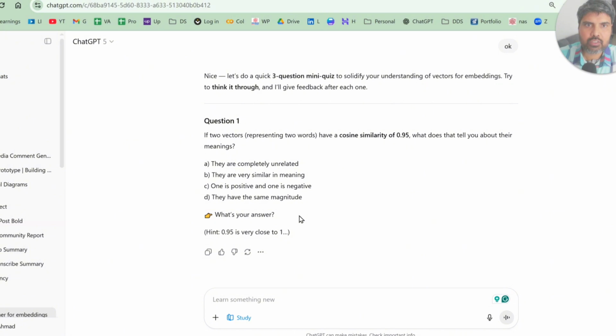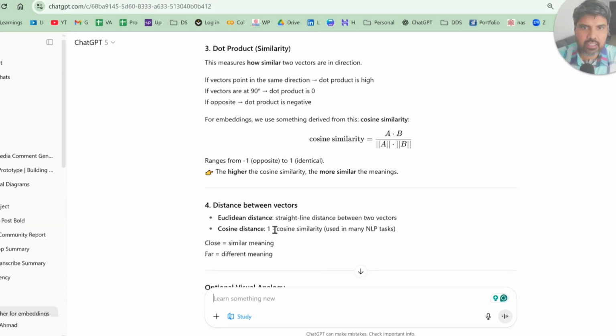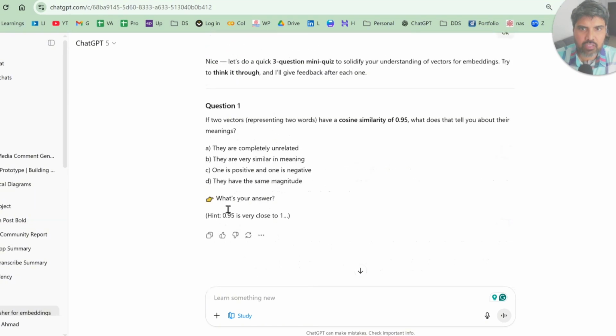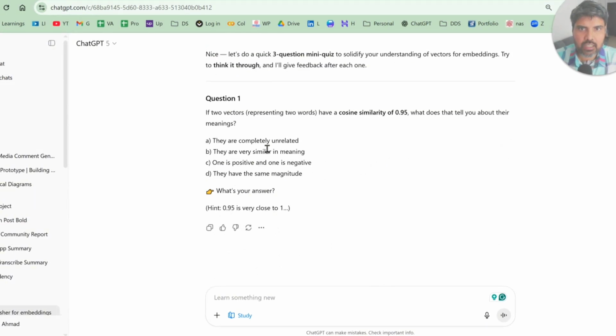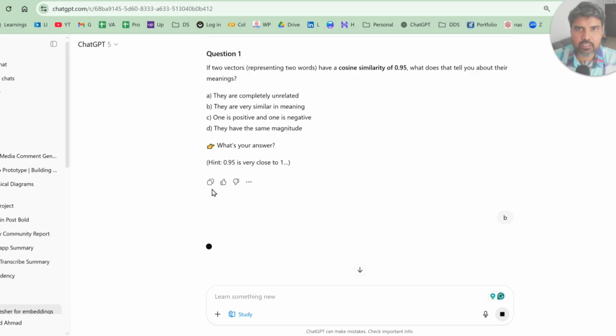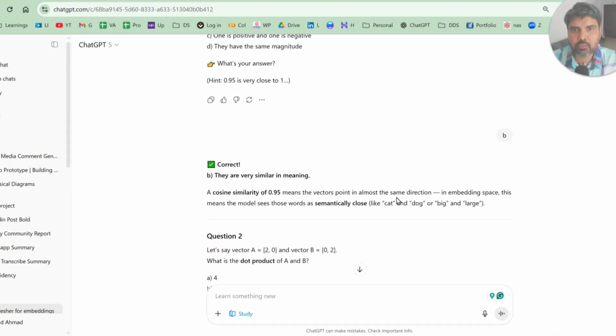So if 2 vectors have a cosine similarity of 0.95, what does that tell us? This is very close to 1. If you remember, with cosine similarity, if it is 1 it is very identical, if it is -1 it is very far. So I will say they are very similar in meaning, so I will just say B, and then we wait for it to answer. This is the way you are going to learn. So they are very similar in meaning, it's correct.